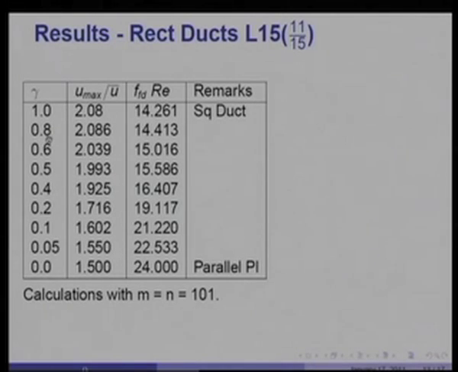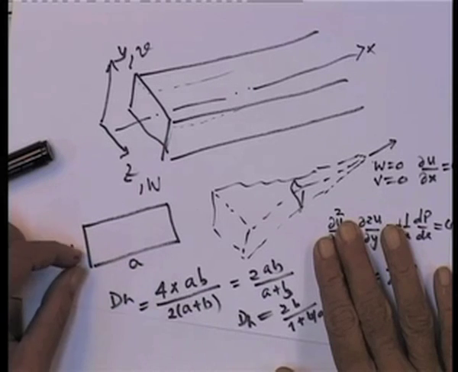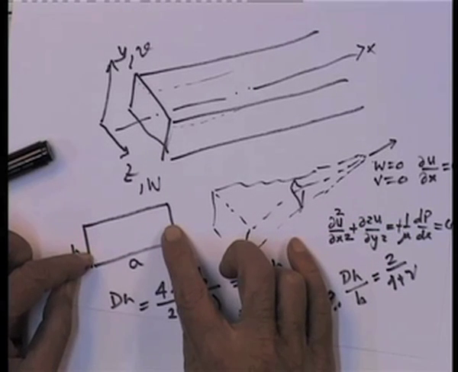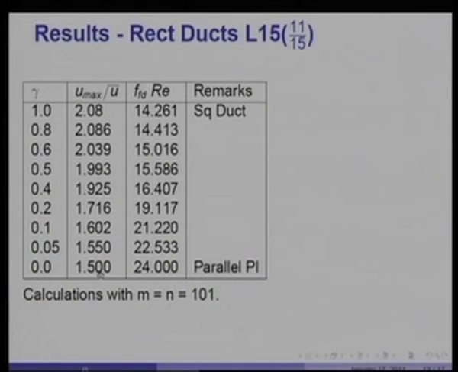As you go on reducing the aspect ratio, you see that the u max to u bar ratio in general goes on falling, and the friction factor times Reynolds number goes on increasing. When gamma comes to zero, that is, when the shorter side is much, much smaller than a, you approach the flow between parallel plates. U max over U bar, as you recall, is 1.5, and f Re is 24, which are very well known results.